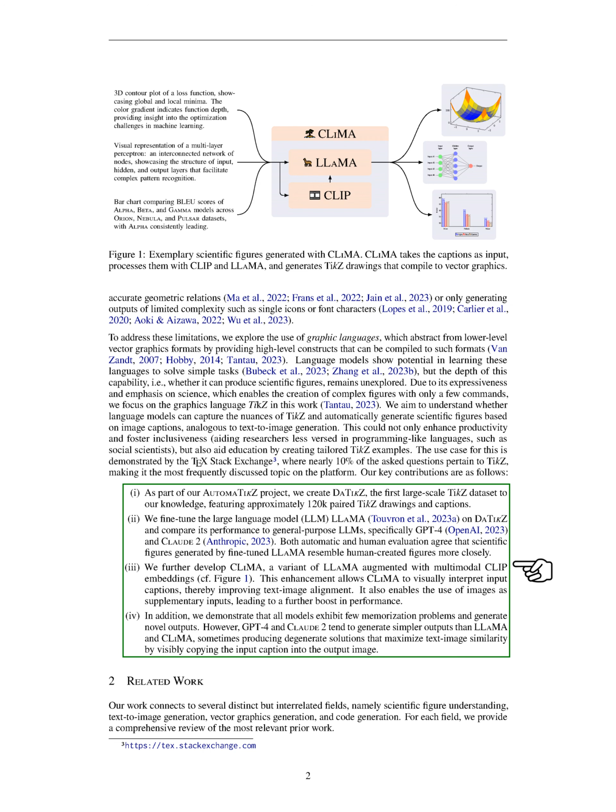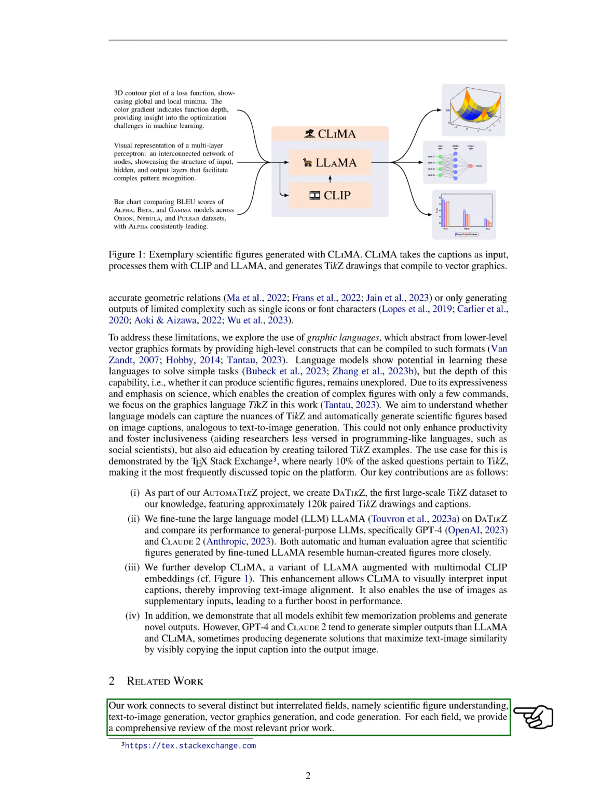3. We've developed Klima, a variant of the model that includes multimodal embeddings. This enhancement allows Klima to visually interpret input captions, which improves text-image alignment. It also allows for the use of images as supplementary inputs, which further improves performance. We've found that all models have few memorization problems and can generate new outputs. However, some models tend to generate simpler outputs than others, sometimes producing solutions that maximize text-image similarity by visibly copying the input caption into the output image.